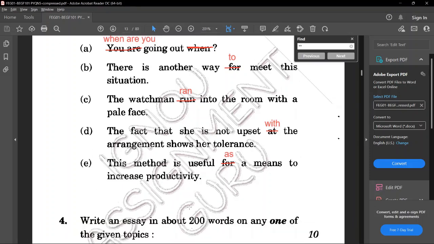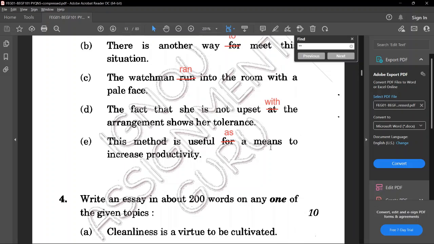Next, question E. This method is useful for a means to increase productivity. So a means is basically a method. You can't use for with a method; you can only use a method as a method. So instead of for, as will come.